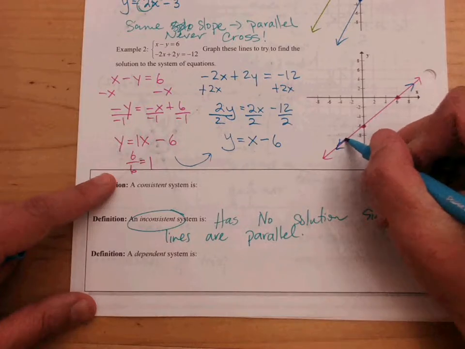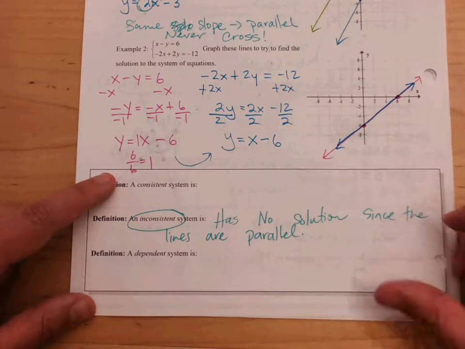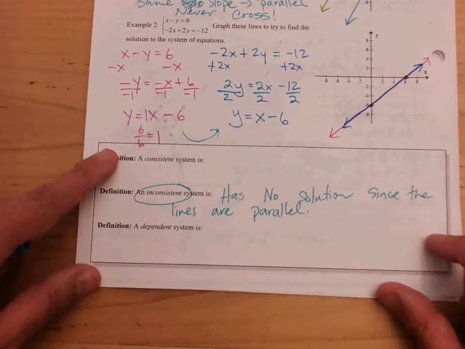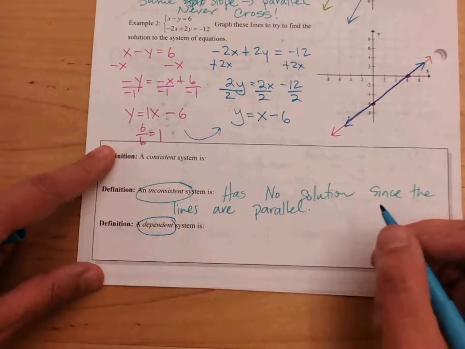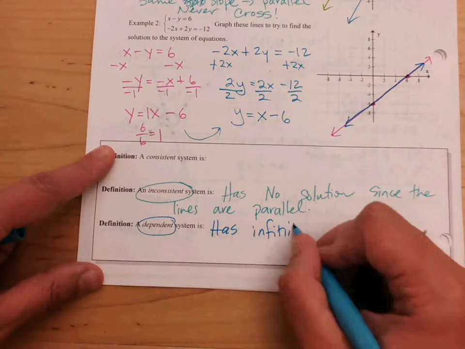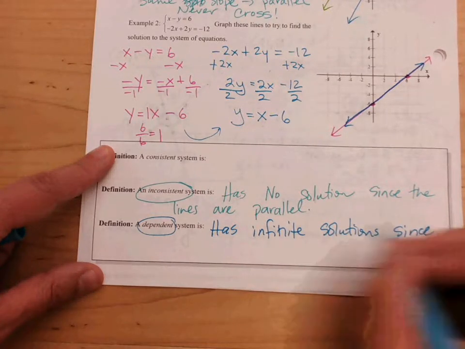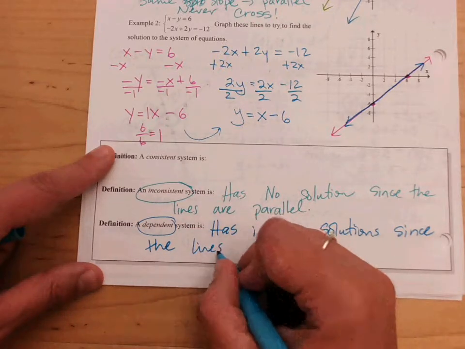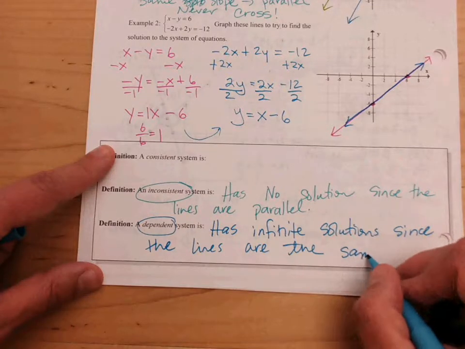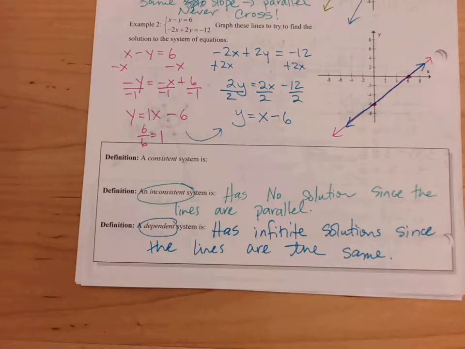So what happens is, if you have the same line, how many times does that line intersect with itself? An infinite number of times. We call this what kind of system? Dependent. A dependent system has infinite solutions since the lines are the same.